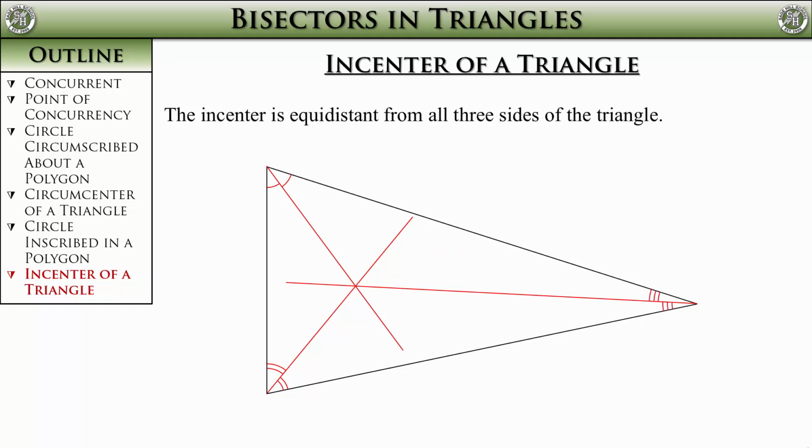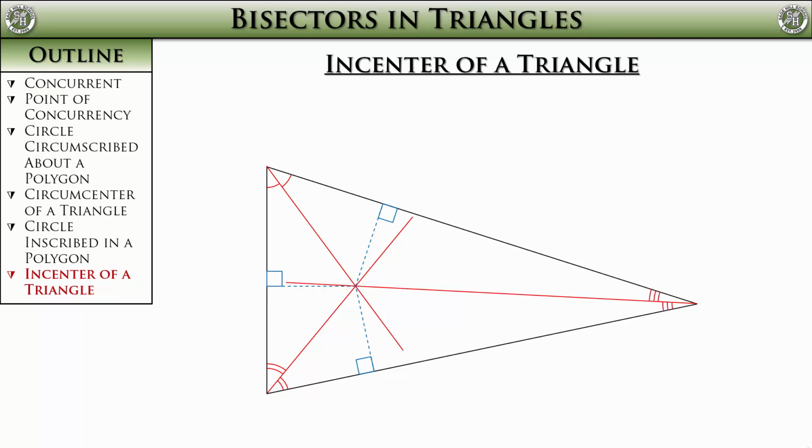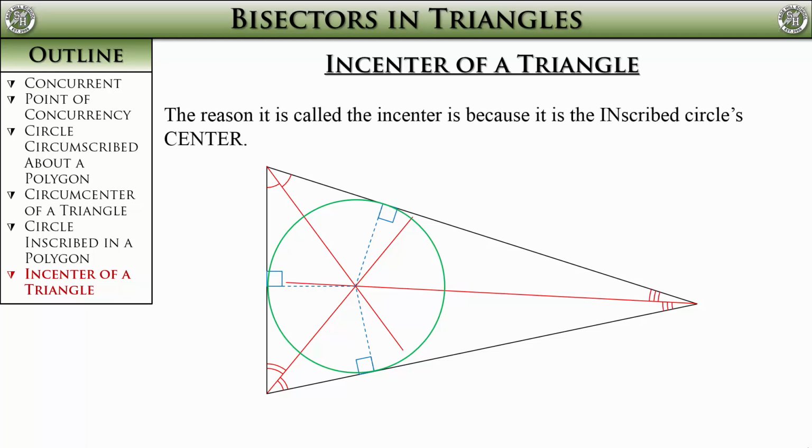The incenter has a special property. It is equidistant from all three sides of the triangle. So all three of these dashed blue line segments are the same length. Notice the 90-degree marks to show we are talking about the shortest distance to the line. Can you think of anything you might be able to do with a point that is equidistant from the sides? What if all those dashed blue line segments were radii? You could draw a circle. That circle is the inscribed circle for our triangle. In fact, the reason it is even called the incenter is because it is the inscribed circle's center.